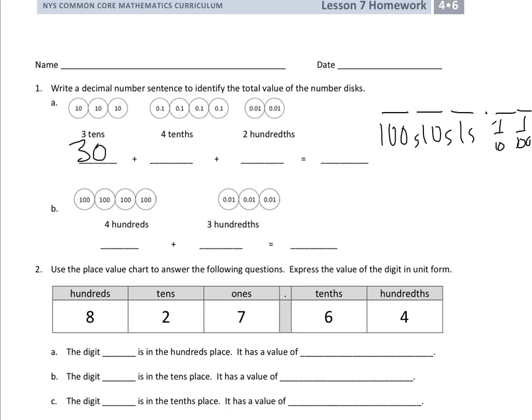So 3 tens, the value is 3 times 10, or they can skip count these, 10, 20, 30. Here they have 4 tenths, and then they have 2 hundredths. So again, counting up the values and making the decimal.